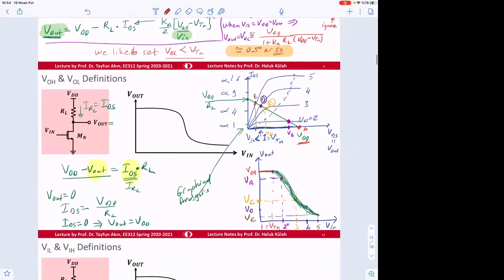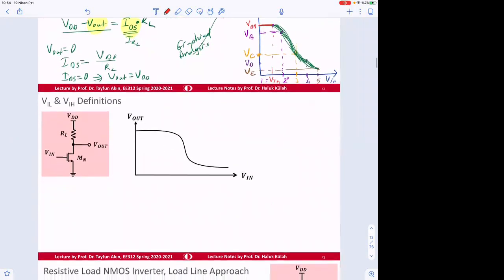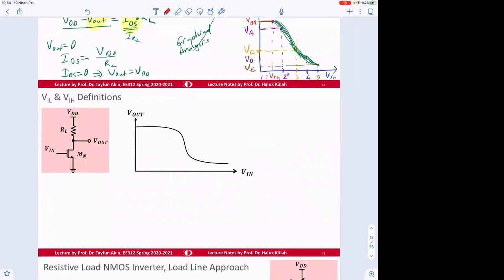I did this transfer curve here quickly, but I guess in the next slides we can do this one more time for better analysis and see how it can be obtained from the graphical analysis. Now we can look at the output high or input high, input low definitions.